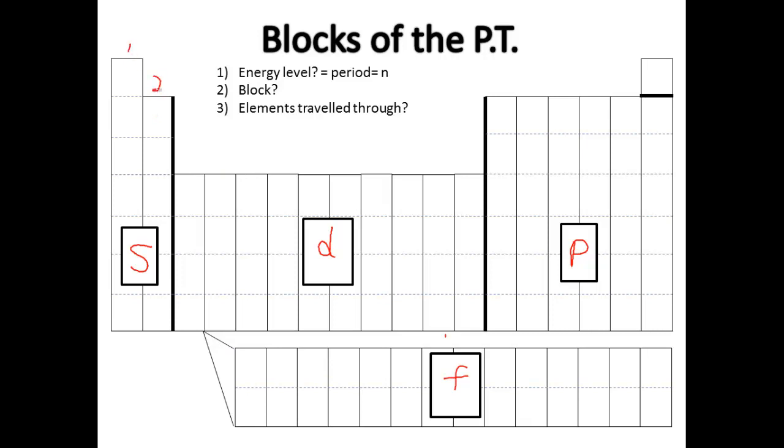Our group numbers to put in go from 1 to 18 across the periodic table. Now, these numbers we'll have you put in represent which group, and if we're a main group element, that would give us the number of outer electrons that we have. And then down the side, our period numbers are going to tell us which energy level that we are in.